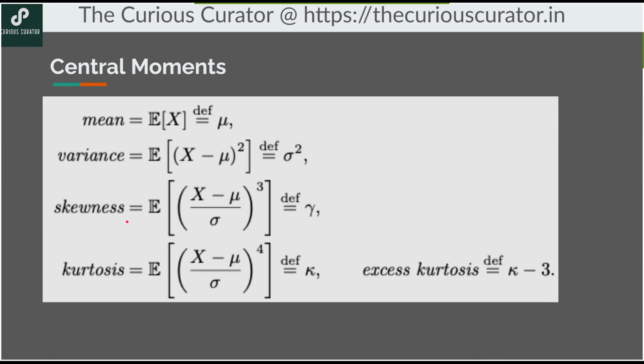Then there's something called skewness. We'll see in the next slide how it looks, but this is the formula for skewness: expectation of ((X minus mu) by sigma) whole cube. Then there's something called kurtosis, which is expectation of ((X minus mu) by sigma) to the power 4. And this kurtosis, but what we always look at is excess kurtosis. So actually, the kurtosis of a normal distribution is 3. So we just really understand intuitively what a normal distribution is. So we always compare with respect to normal distribution.